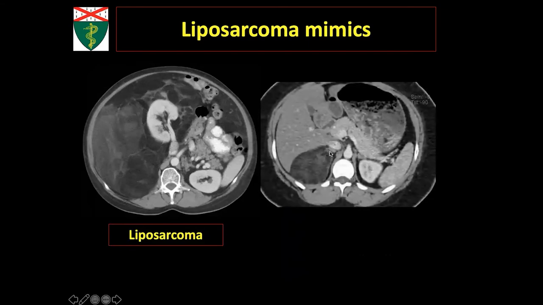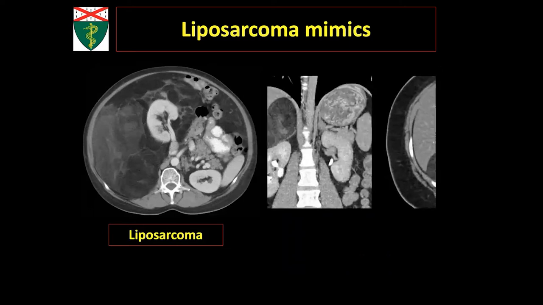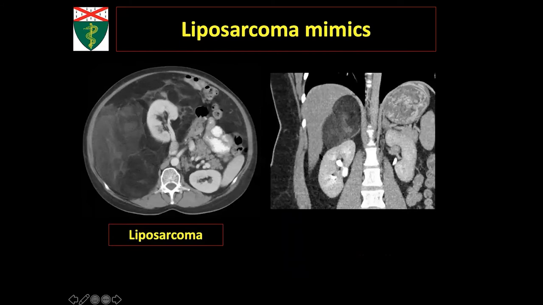Another potential mimic on this axial CT scan, a fat-containing mass in the retroperitoneum, you may be tempted to call it liposarcoma, but always look at every available plane when you're evaluating these cases. This is a suprarenal mass. You don't see the right adrenal gland. This is a myelolipoma of the right adrenal gland. Again, a benign lesion that is treated and evaluated very differently than a liposarcoma.